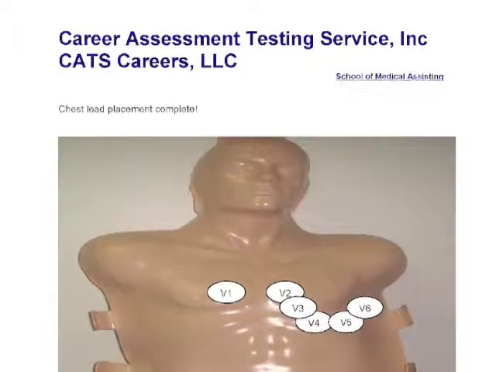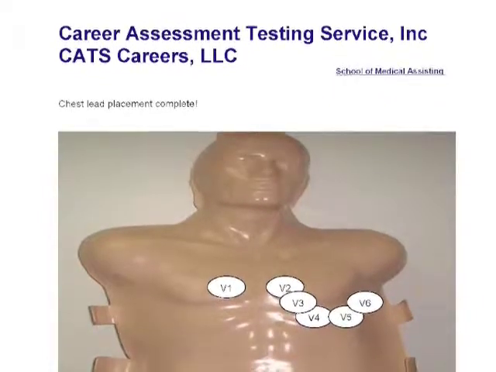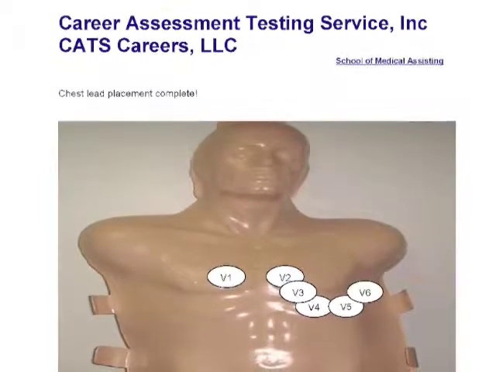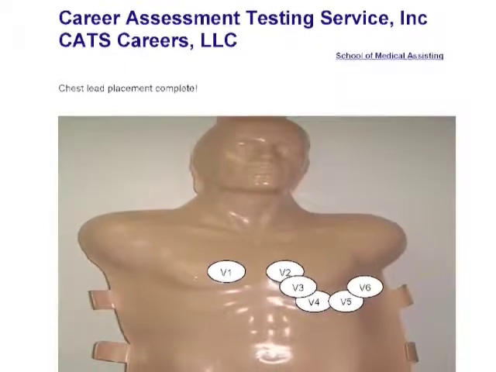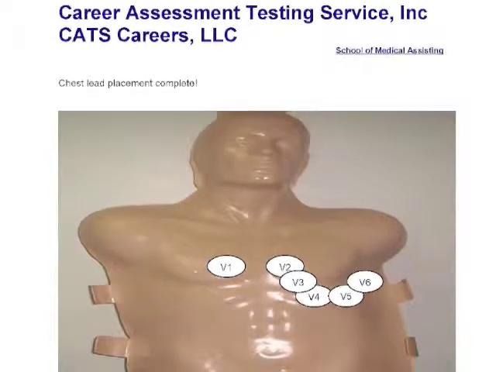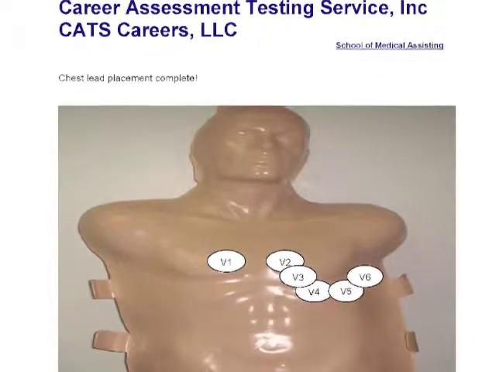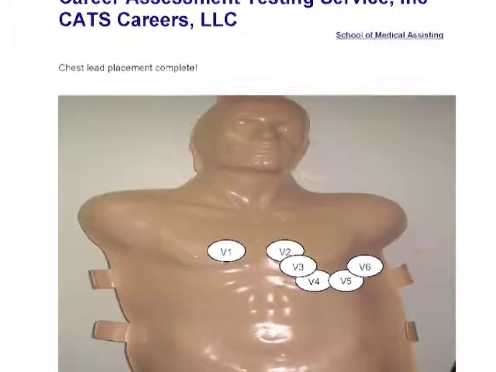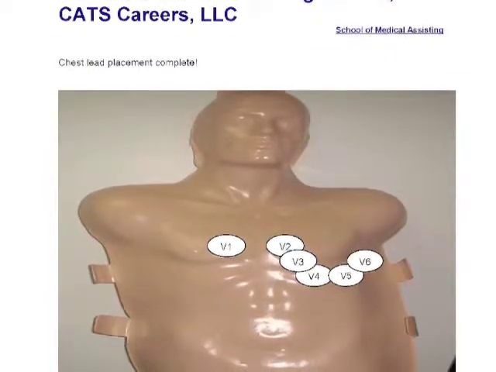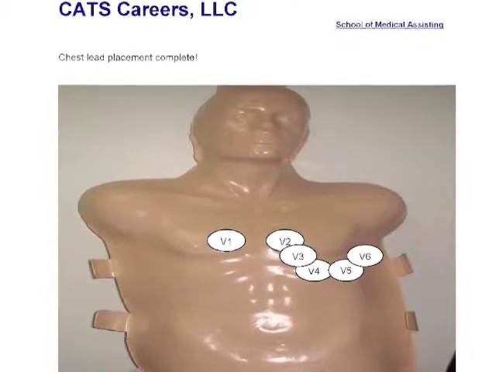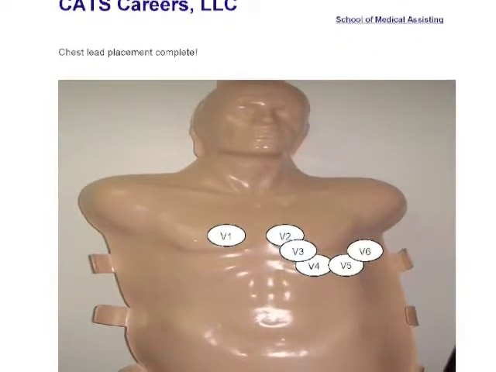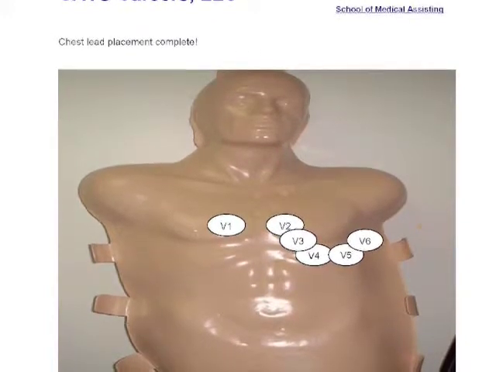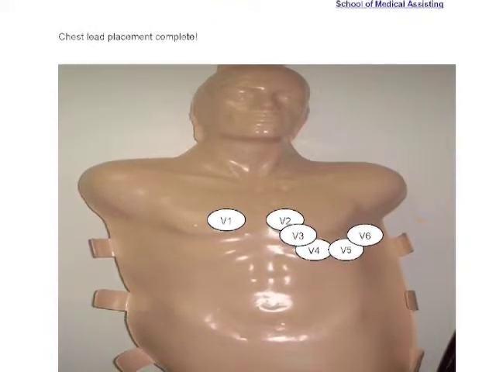Let's look at the chest. V1 is placed on the fourth intercostal space, the right side of the sternum. Intercostal means between ribs. You don't want to put the electrodes on a bone. You want to put them in between the bones. Your first rib begins at the collarbone, and you go down 4 intercostal spaces. The right side of the chest, which is the sternum, the mid-sternum. So V1, it's the fourth intercostal space, right side of the sternum.